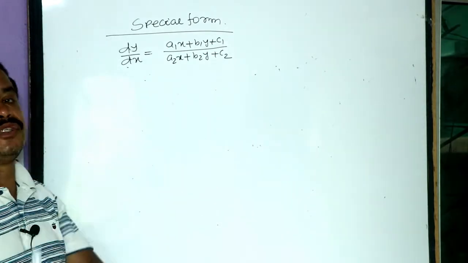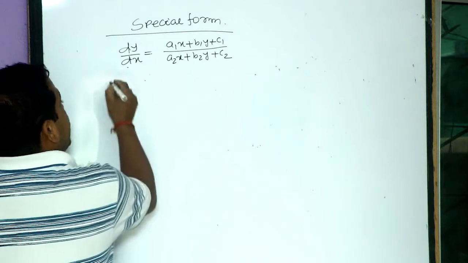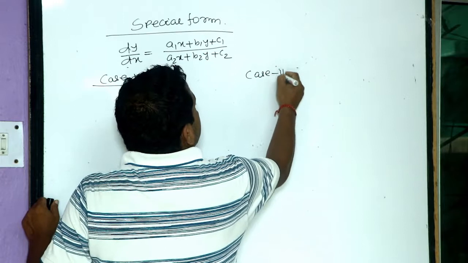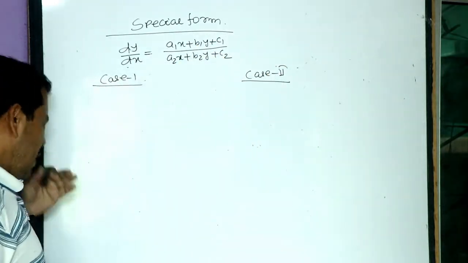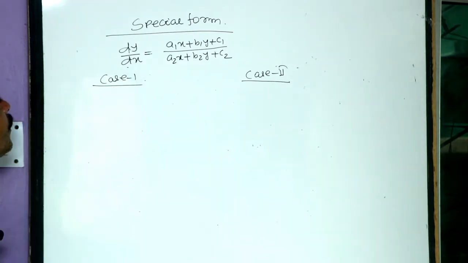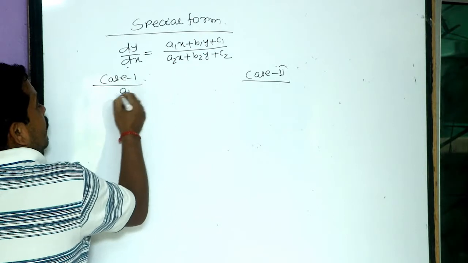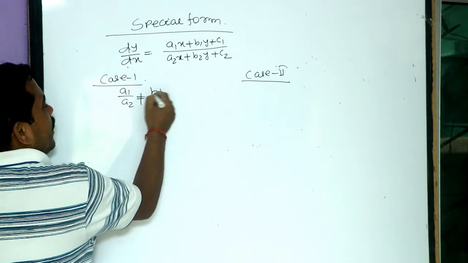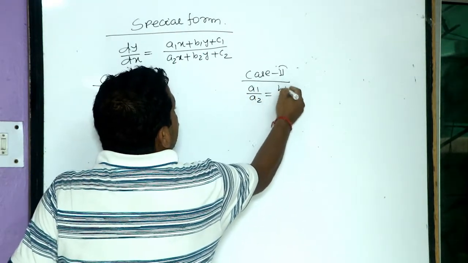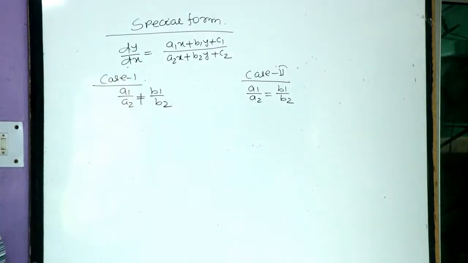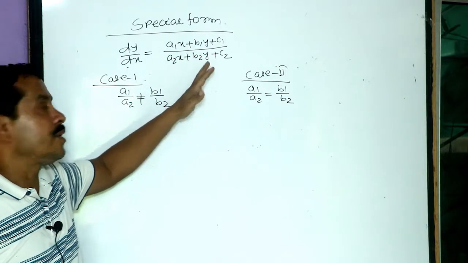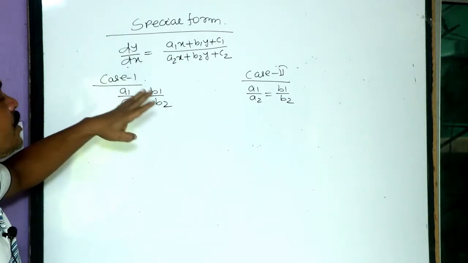We have to make it homogeneous. There are two methods, case 1 and case 2. This type of differential equation is more important. Here, one type is if a1 by a2 is not equal to b1 by b2. Another type is if a1 by a2 equals b1 by b2. I shall give you two examples which can clarify how to solve this type of non-homogeneous equation. This is the special form of the homogeneous equation.